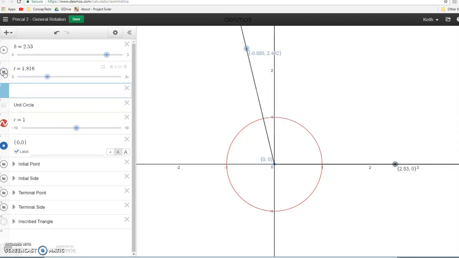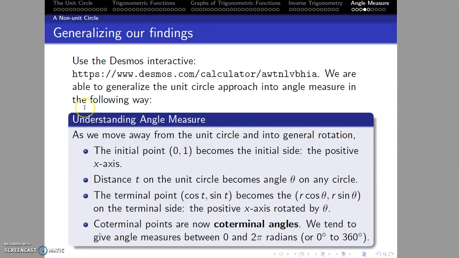Or, in general, as I just rotate around, my terminal side, where I end up, corresponds to the terminal point I would have had having moved that same amount on the unit circle, or having rotated that same amount on the unit circle. And these blue coordinates here, all of those are r cosine theta, r sine theta. So that's how we generalize that. The initial point, (1, 0), becomes the initial side, the positive x-axis. The distance that we move on the unit circle now becomes the angle of rotation around the circle, any radius.